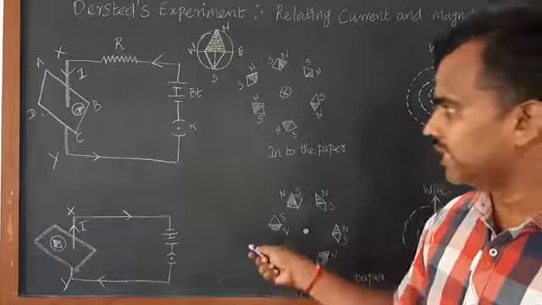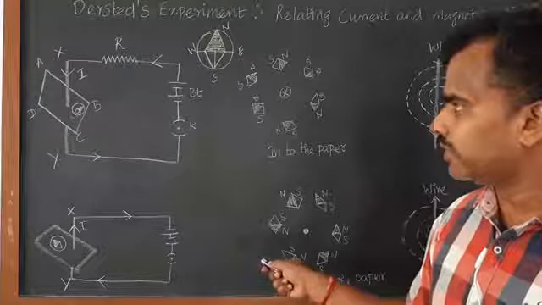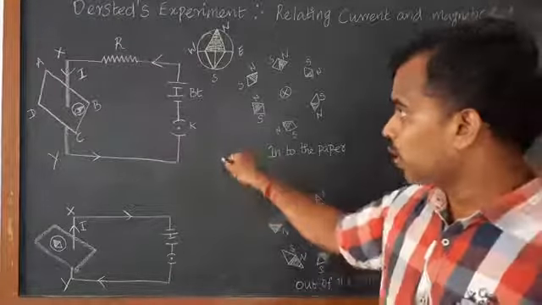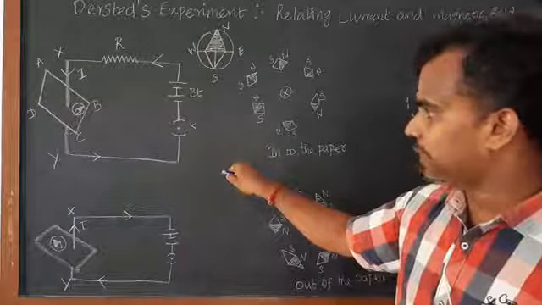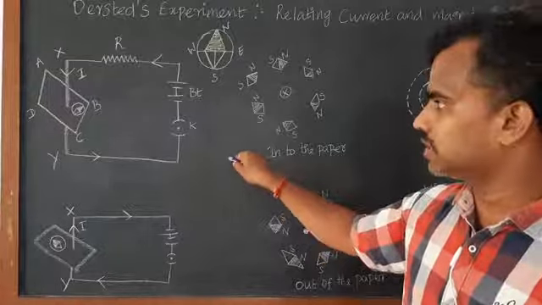So, due to the passing current, the current produces the magnetic field. Due to that magnetic field, this compass needle is deflected. This is the concept here. So, why is the compass needle deflected? Due to the magnetic field produced by a current carrying conductor. Yes, this is the first concept here.